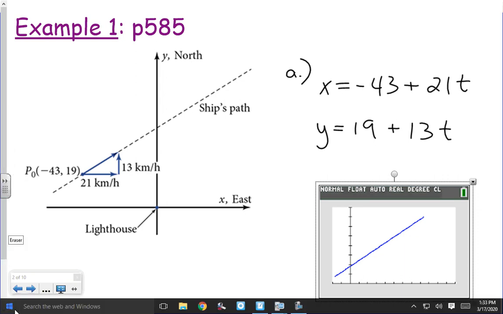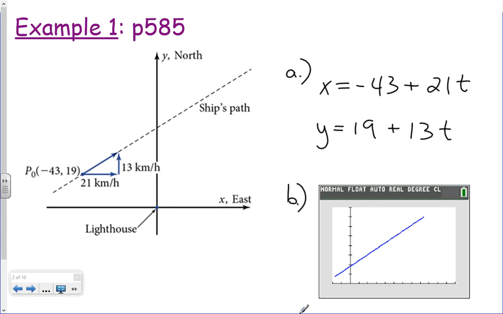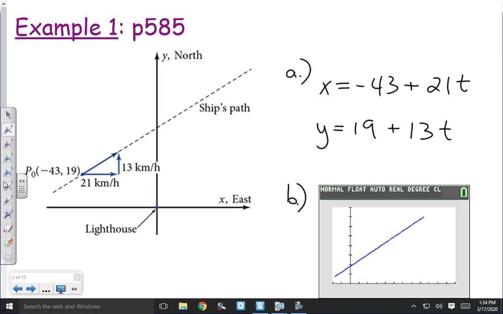So here's part B, our sketch of this. And finally, for part C, it says predict the time when the ship will be 60 kilometers north of the lighthouse. And then how far east or west of the lighthouse will that be? Well, if we want to be 60 kilometers north of the lighthouse, I'll just go back to this original sketch.